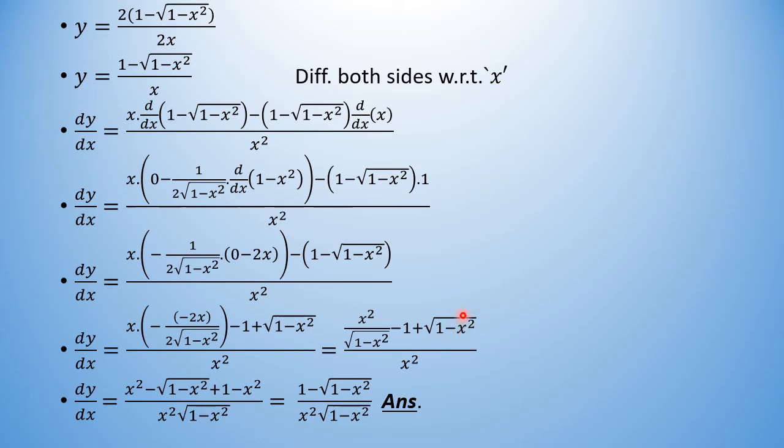As a result, the square root got cancelled, and this also comes to the denominator, so x square into square root of 1 minus x square. This x square got cancelled and I am left with minus square root of 1 minus x square plus 1. We write it as 1 minus square root of 1 minus x square because we don't like to start expressions with the negative sign, and this is our answer: 1 minus square root of 1 minus x square divided by x square into square root of 1 minus x square.